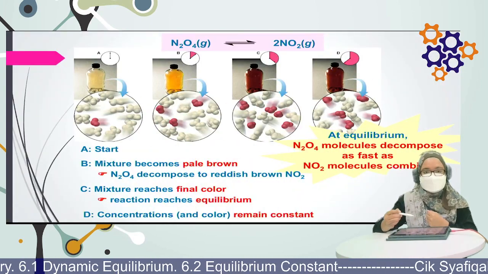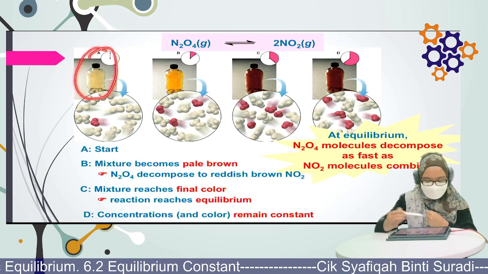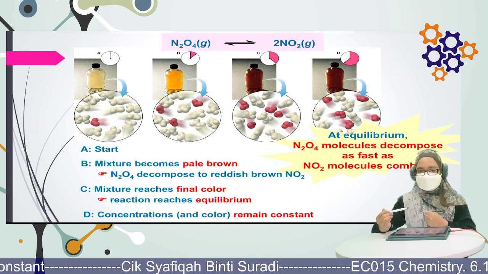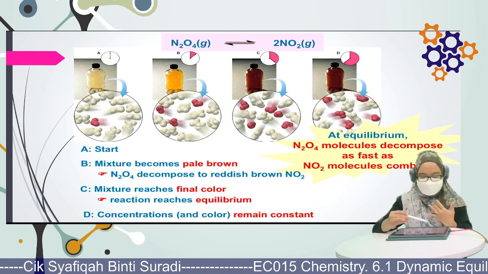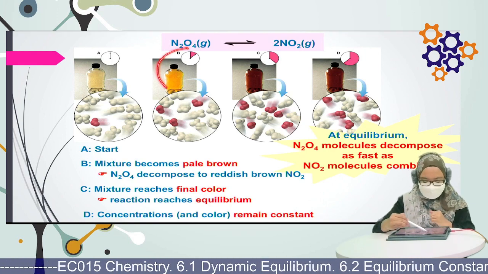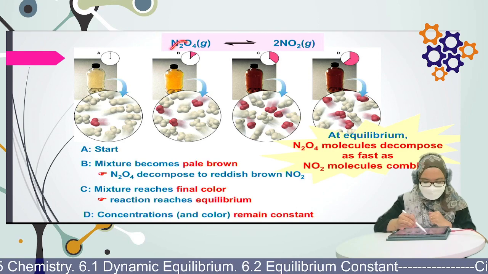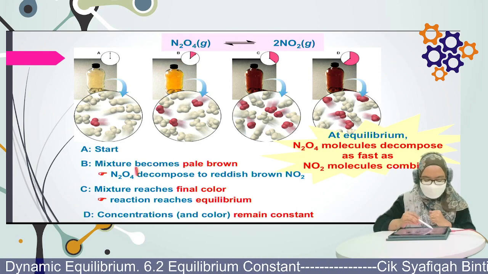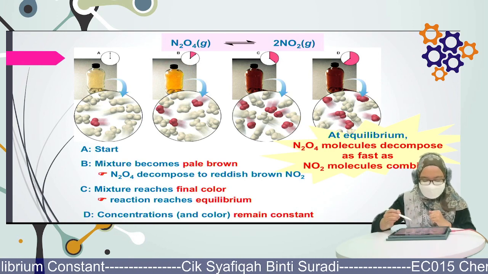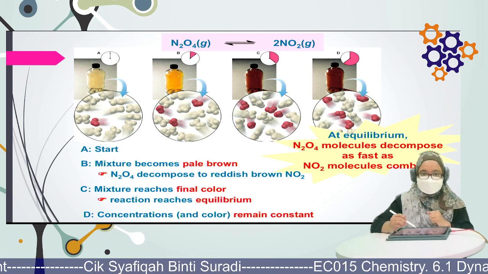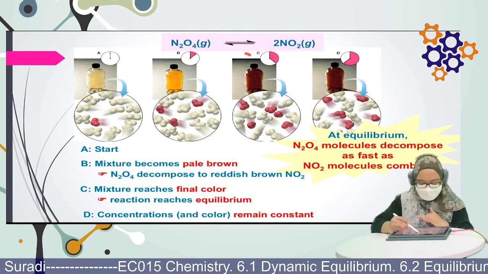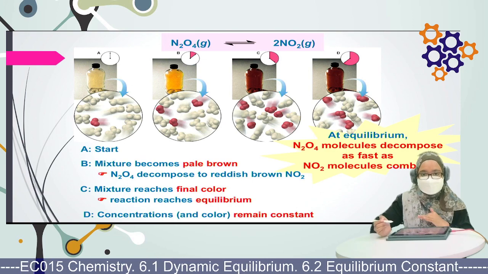Okay, kita tengok kat sini. Contoh kat sini, asal start dia, color gas tu masih colorless. Dia tak ada brown lagi. Bila reaction tu takes place, pada masa contohnya about few seconds or few minutes, color dia dah start jadi pale brown. So dekat B ni, mixture becomes pale brown. So maksudnya N2O4 dia dah decompose untuk jadi reddish brown NO2 gas. Then mixture kita ni dia dah fully decompose, dia dah reach final color iaitu reddish brown ni. So dekat sini reaction kita dah capai equilibrium.